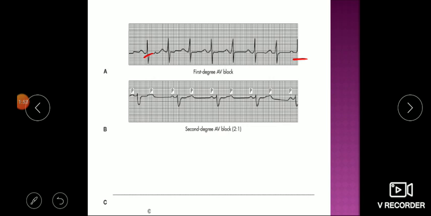So it can be 2:1 or 3:1. 3:1 means after every 3 P waves you get a QRS complex. 2:1 means after every 2 P waves you get a QRS complex. So this is called second degree heart block.